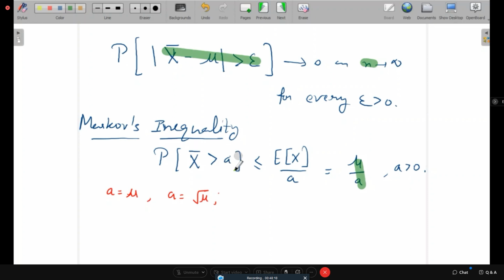So if you take A is equals to mu, now what will happen? So probability that X bar is greater than mu is less than equals to 1. And that's okay, right? This is a probability property. It is obviously true. And when you take A equals to root mu, the probability of X bar greater than root mu is less than equals to root mu, right? Does this signify anything?